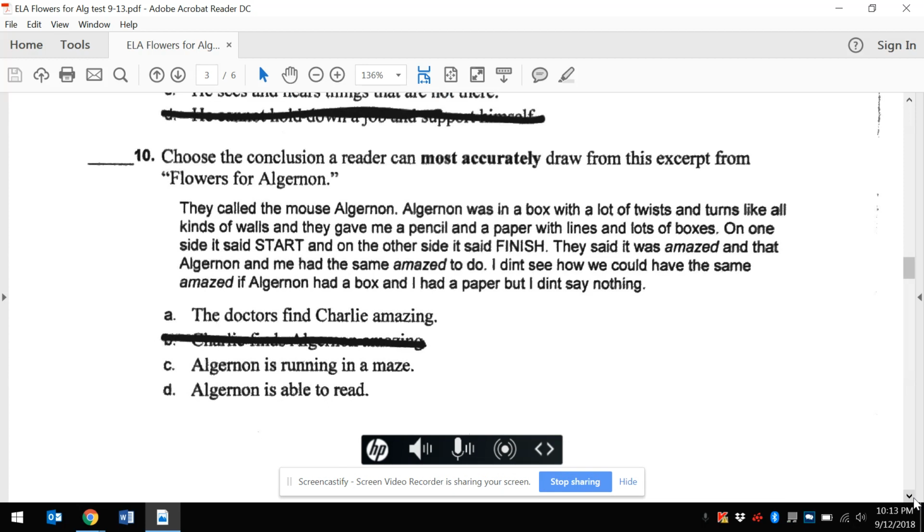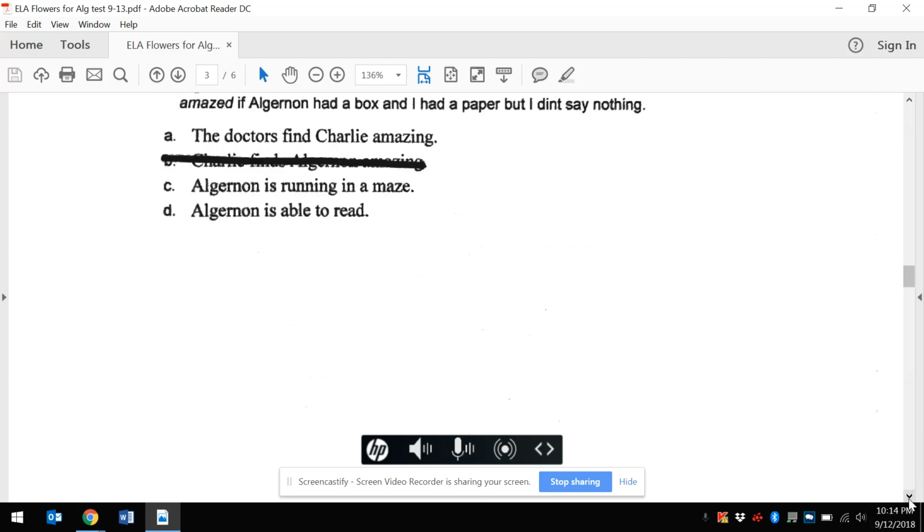They call the mouse Algernon. Algernon was in a box, lots of twists and turns like all kinds of walls, and they gave me a pencil and paper with lines and lots of boxes. On one side it said start, and on the other side it said finish. They said it was amazed, and that Algernon and me had the same amazed to do. I didn't see how we could have the same amazed if Algernon had a box and I had a paper. I didn't say nothing. A, the doctors find Charlie amazing. C, Algernon is running a maze. Or D, Algernon is able to read.